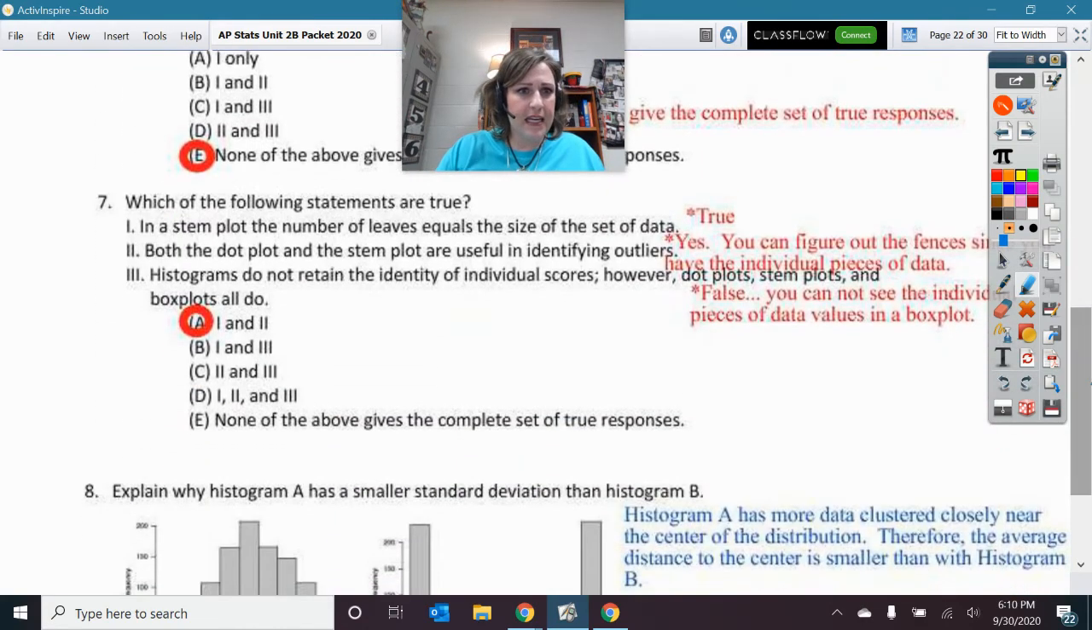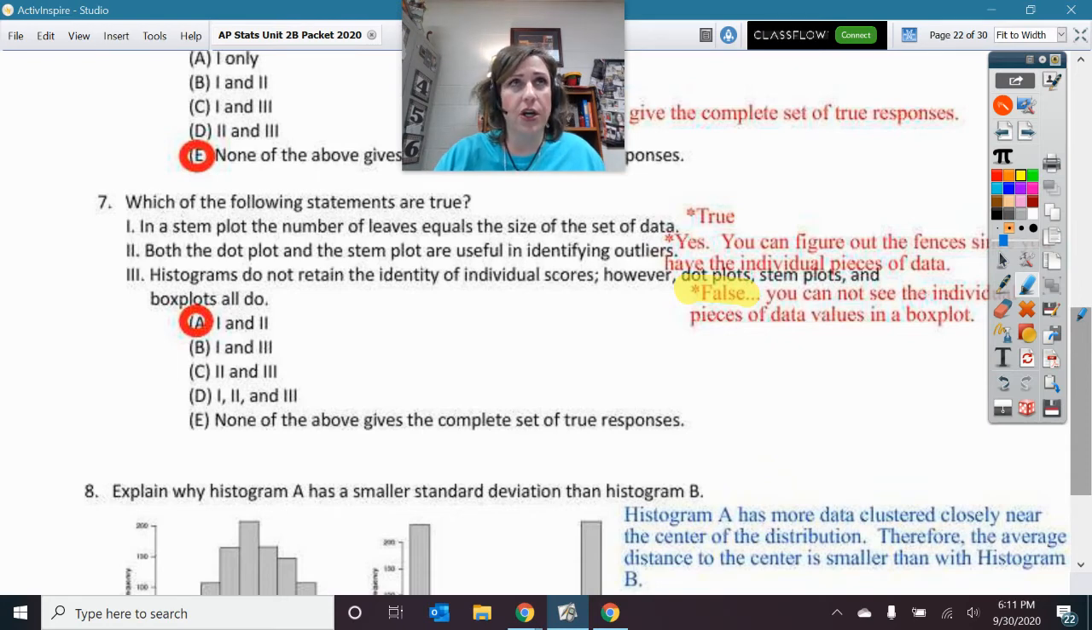All right, next, number 7. Statements 1 and 2 are true. Statement 3 is false, because histograms will not give you that individual piece of data value. It's a bin of values. Now, I actually did look into the question about dot plots.